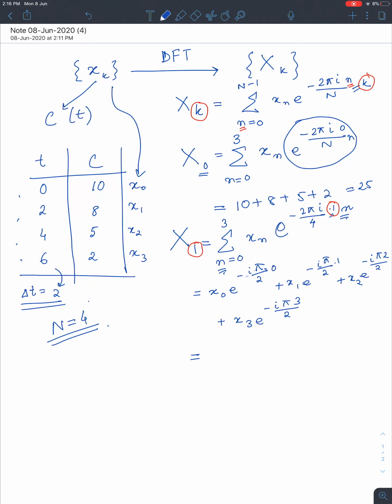So what do we have here? That is equal to x0, which is 10, times e to the power 0, which is 1, so 10, plus x1, which is 8, times e to the power minus i pi by 2. That is cos pi by 2, which is 0, minus i sin pi by 2, and sin pi by 2 is 1, so minus i. Plus x2, which is 5, times e to the power minus i pi. Cos of pi is minus 1 and sin of pi is 0.